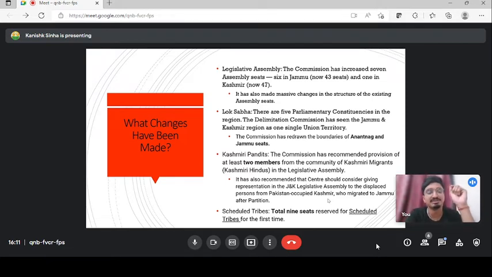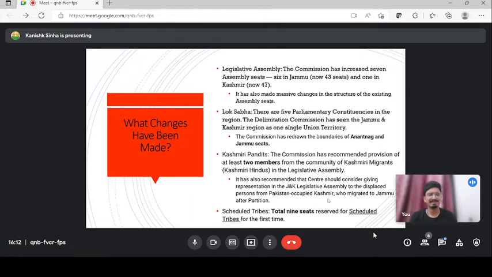And then, this is very important, the commission has recommended that the central government should make provision for at least 2 members from the Kashmiri Pandits in the Legislative Assembly. Further, they have recommended that the central government should consider whether the people who were displaced from Pakistan occupied Kashmir and migrated to Jammu after the partition should also be given representation in the assembly. And the total number of seats reserved for the scheduled tribes for the first time in the Jammu and Kashmir Assembly is 9 seats.